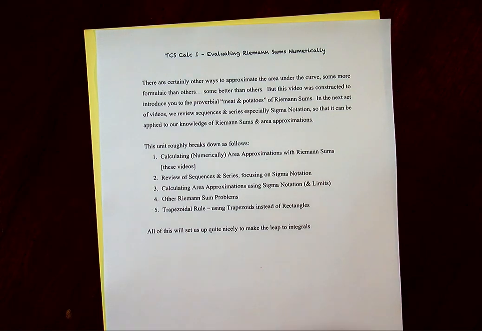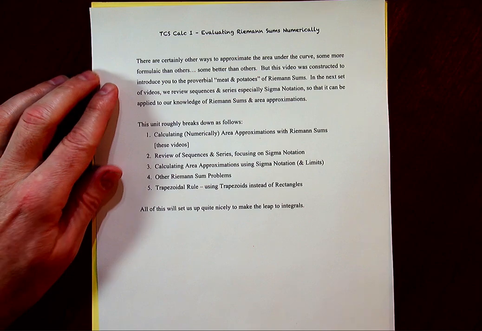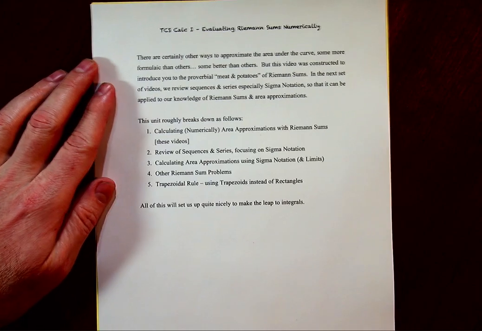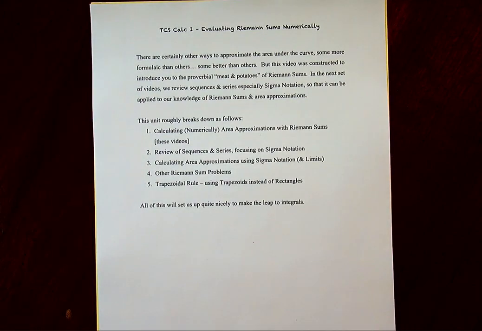Now, before we adjourn, these are only 4 videos and one small sort of sub-series of videos for the unit on Riemann sums and area approximations, as we're on our way to dealing with integration. There are other ways to approximate the area under the curve. Some are more formulaic than others. We have focused on just 3 of them here and only doing them numerically.